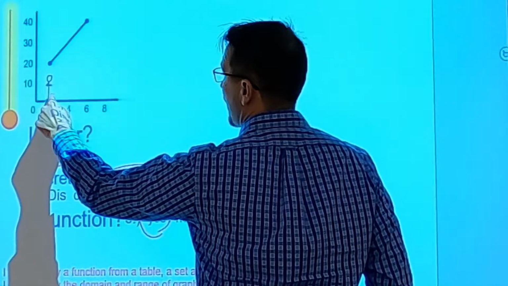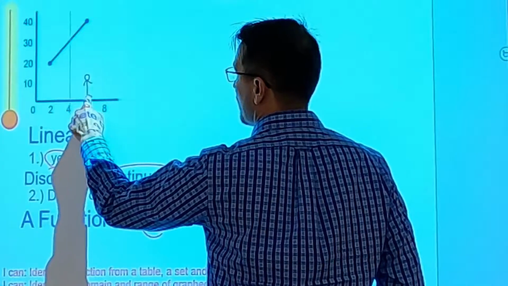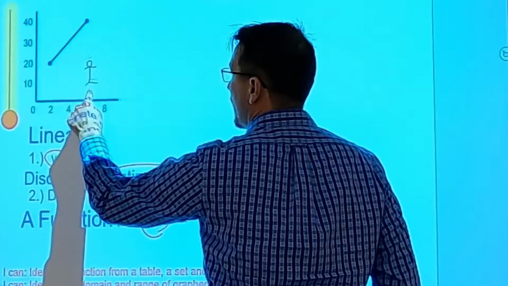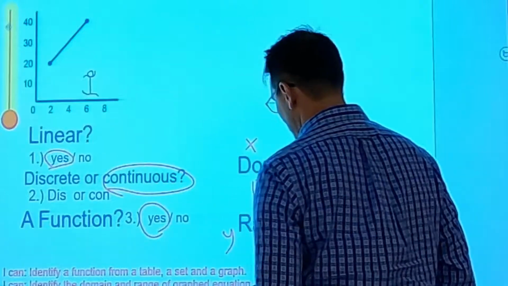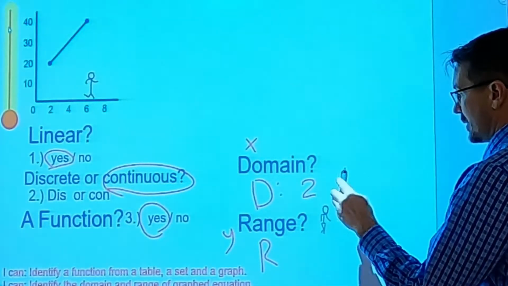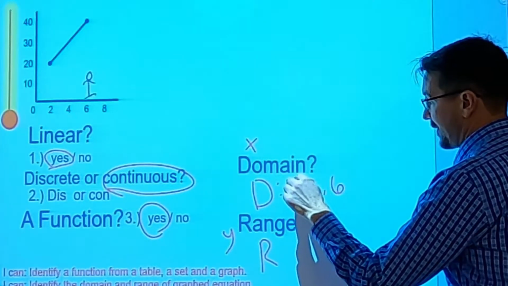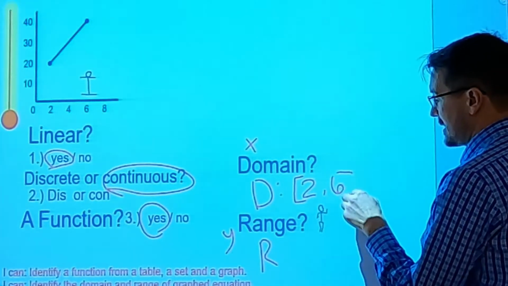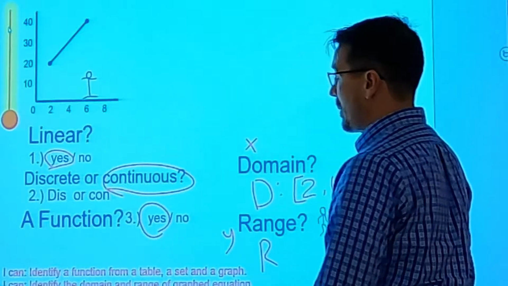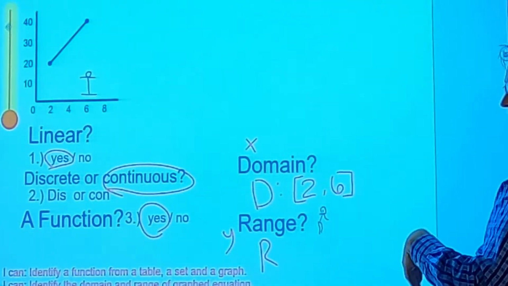Then he keeps walking. Oh, look at that up there. At 6, he's got another number. So then we go back, and both circles are filled in. So this is included and this is included. And so there's the domain. It's all the values from 2 to 6.